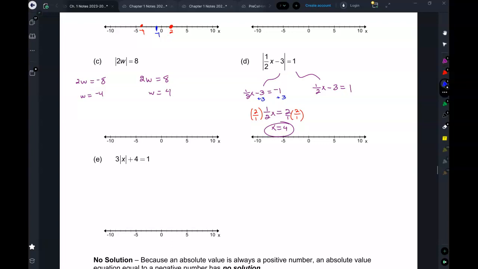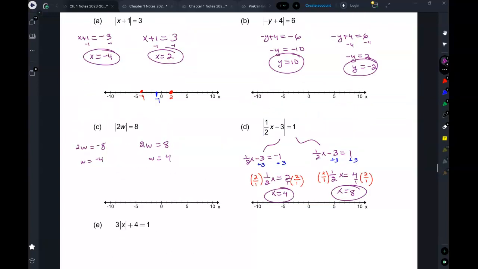Okay. Now, I'm going to add 3, add 3. So half x is 4. I'm going to multiply by the reciprocal, 2 over 1, 2 over 1. So x is 4 over 1 times 2 over 1, just 8. So 4 and 8.